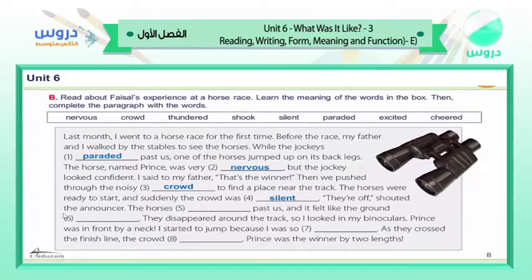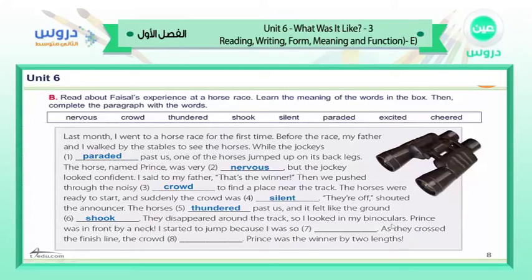They're off, shouted the announcer. The horses passed us. You know, the horses, when they start racing, they are racing very quickly. They are running very quickly. So what should we say? Thundered past us. The horses thundered past us, and it felt like the ground. What do you think? It felt like the ground. Shock, excellent.